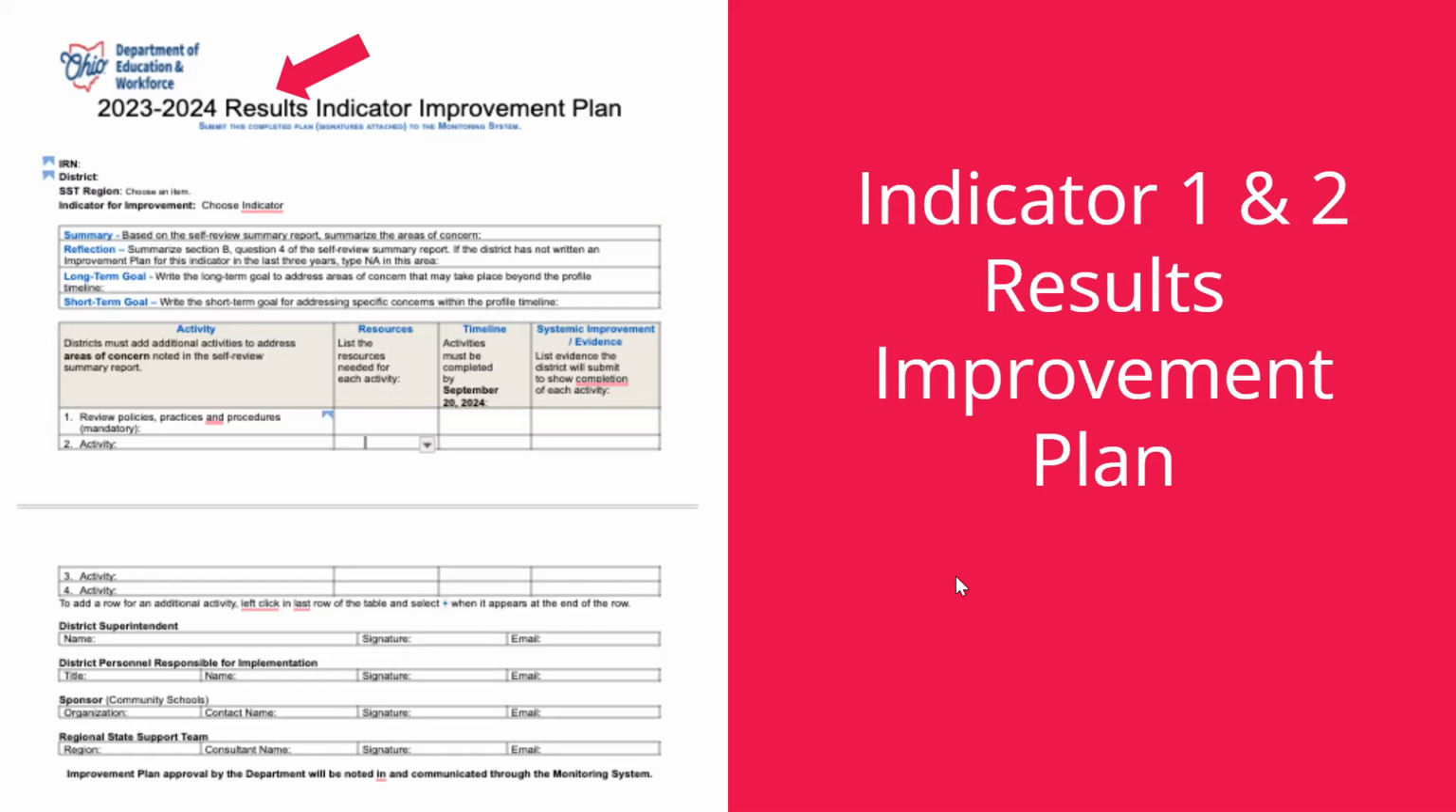But again, if you have not met the threshold for graduation, or if you've exceeded it for dropout, state support team consultant participation as part of your team is required, with our signature on both your SRSRs and the improvement plans that get submitted to the Department of Education and Workforce.